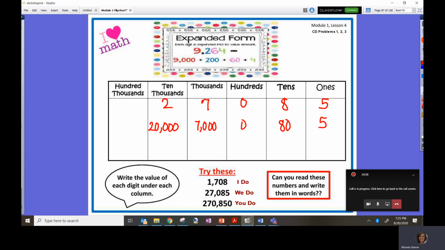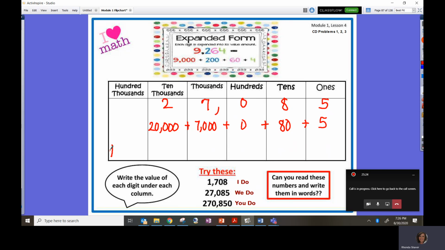Now if I want to write this in expanded form, I'm going to go and put my plus in here. So 20,000 plus 7,000 plus 0, or I could just move over to the 80, plus 80 plus 5 equals 27,085. Now I'm going to write that into words.